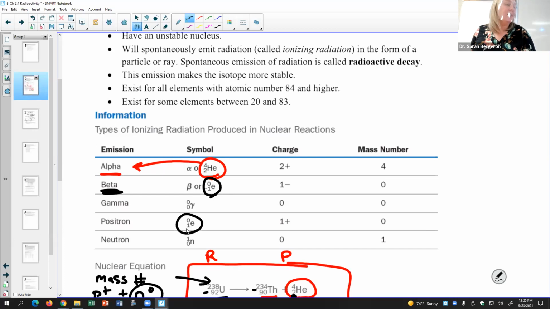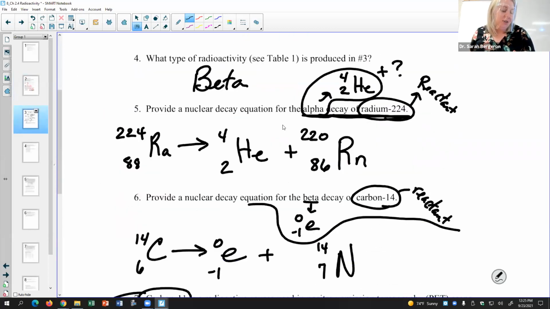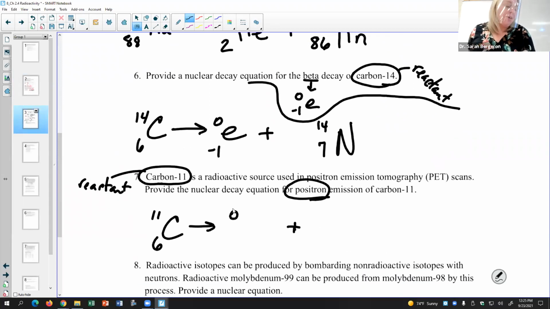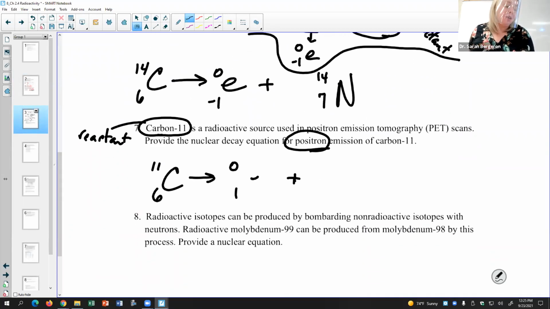0 and a +1 at the bottom, and you put the E. So scroll down. 0 and it's a +1, and you put the E. Okay, so now go across the top. What should go on the top? 11. What should go on the bottom? 5, because 5 plus 1 is 6. So what should you have?